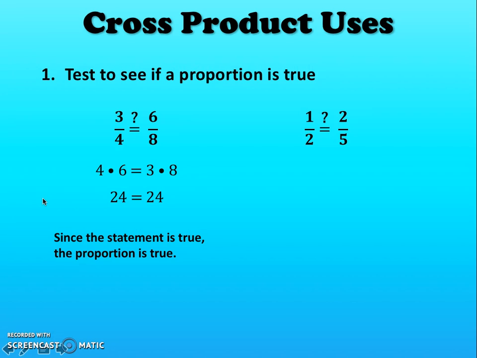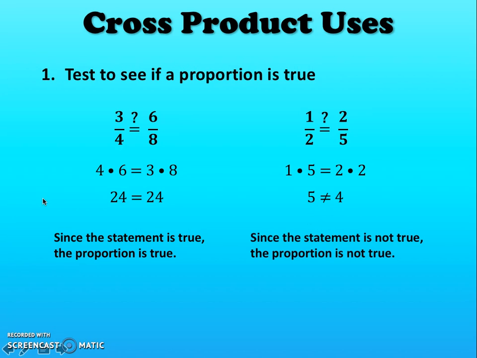What about 1 is to 2 as 2 is to 5? Is that true? Well, let's try cross products to see. I'm going to have 1 times 5 equals 2 times 2. 1 times 5 equals 5. 2 times 2 equals 4. 5 does not equal 4. That's not true. So the proportion is not true.